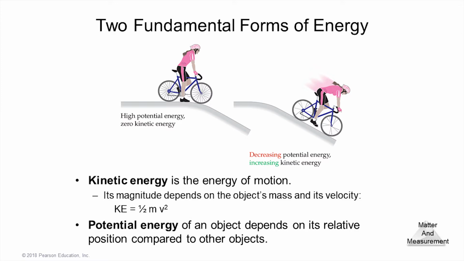Kinetic energy is always associated with motion. You do cycling, you have kinetic energy. You start walking, you run, you have kinetic energy. Potential energy is due to position. You sit in the classroom, you have potential energy. As soon as you walk out from the classroom, you have kinetic energy.